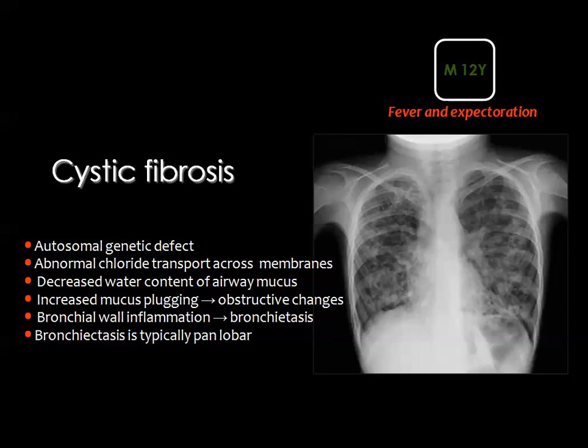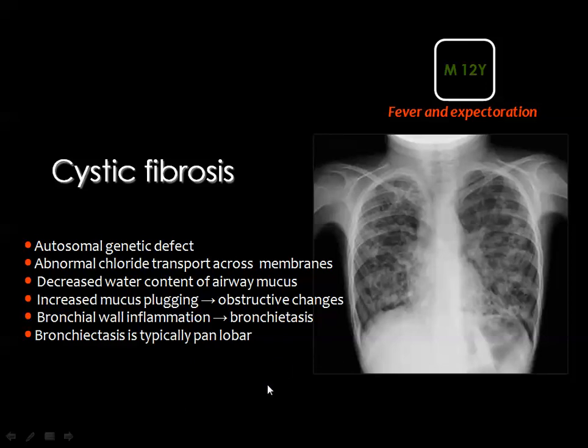Then we have two conditions which can be associated with bronchiectasis in the pediatric age group. The first one is cystic fibrosis, and the second one is Kartagener syndrome. Cystic fibrosis is an autosomal recessive disease associated with abnormal chloride transport across the cell membrane.